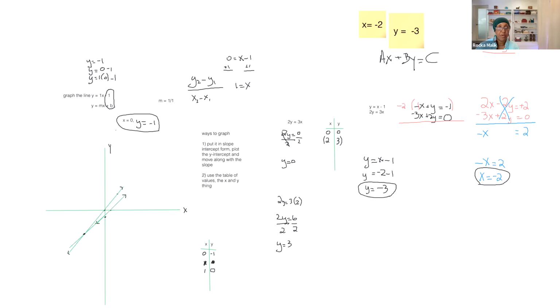And that should be the point. That should be my point. That is over here someplace. My -2, comma -3 point. This should be the point where these two lines meet. Maybe on a bigger graph. Okay, so -2 and then -3. That should be my point.